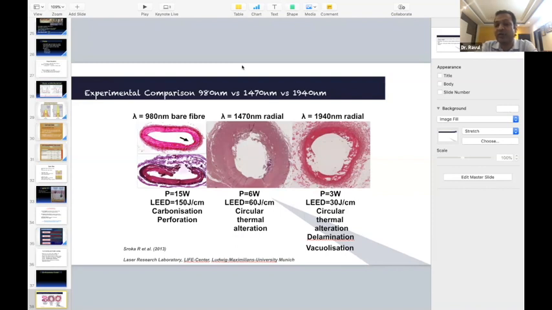You have a circular thermal alteration. Then we moved to 1940, we use much lesser energy, 30 to 40 joules per centimeter. You get circular thermal alteration with vacuolization. So less damage to the vessel, versus more damage to the vessel up to the outer part of the media or the adventitia.